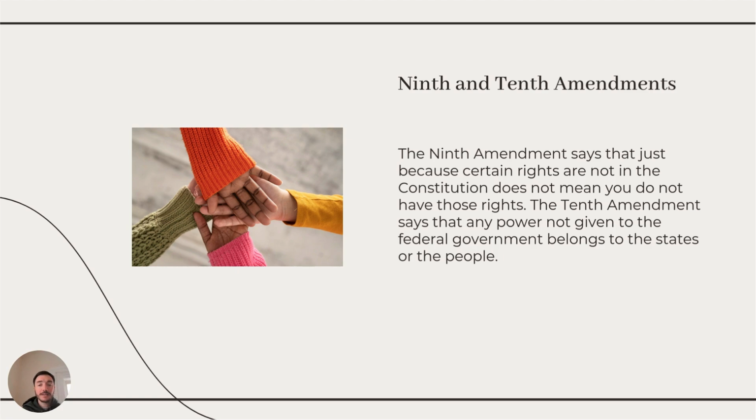And then the 10th Amendment says that any power not given to the federal government belongs to the states or the people. So if the federal government does not have that power, it belongs to the people or it's left up to state governments. So that's just a quick overview of the first 10 amendments. Like I talked about, this was created in order to give power to the people and limit the power of the federal government, which is why the colonies wanted to break away from the British to begin with. So that is a very, very quick overview of the Bill of Rights.